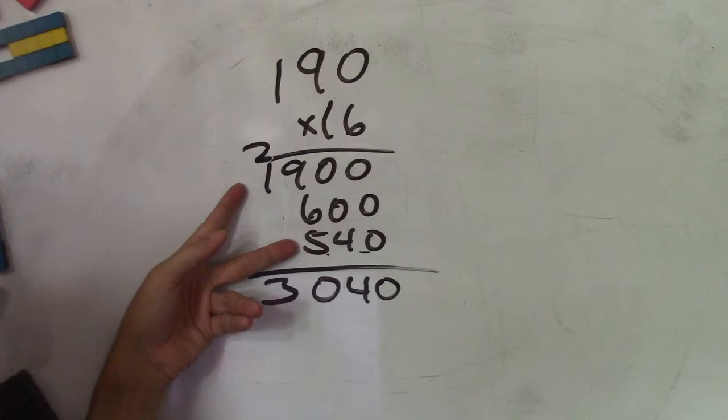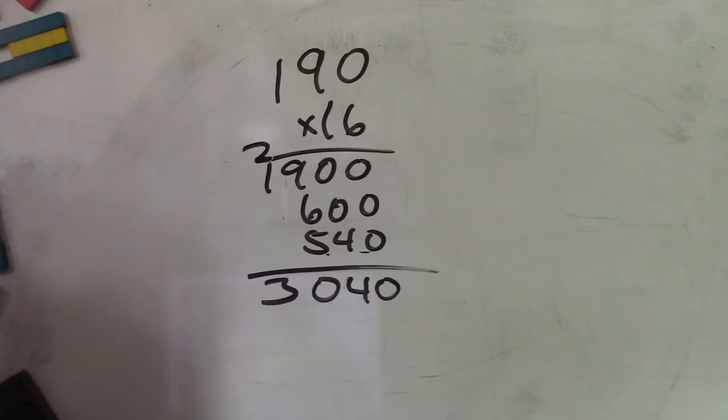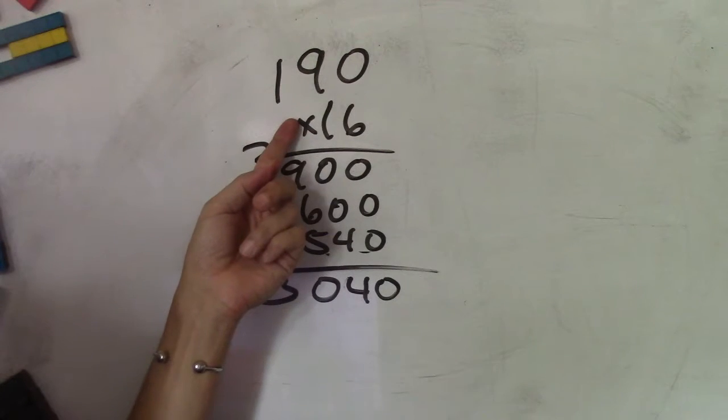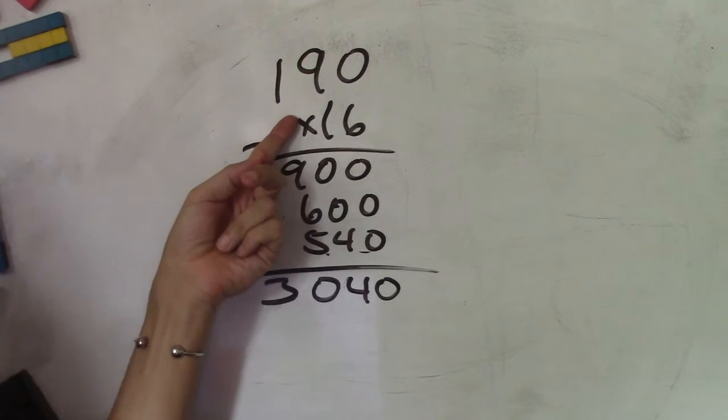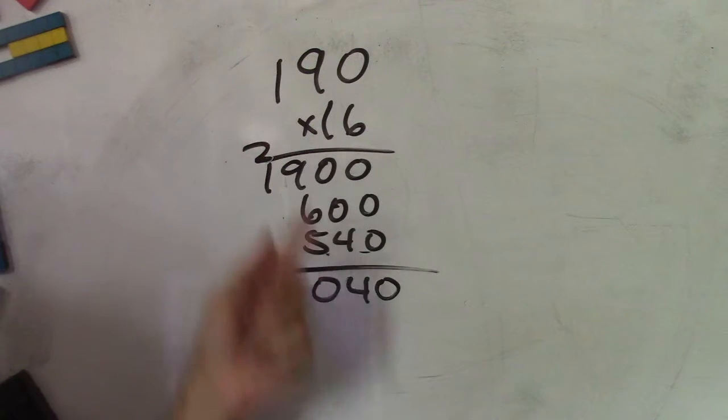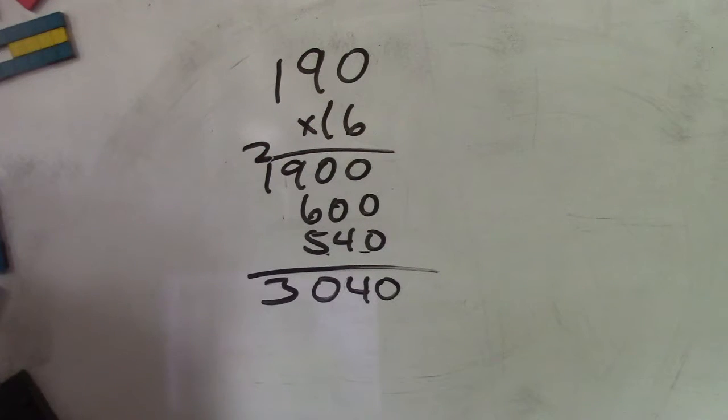Show me your work for a second. Hold it up. Oh, this is 2,500, not 1,500. Where are you getting 2,500? Are you doing 190 times 16? Are we doing the same problem? Show me your work, darn it. Pick up your piece of paper and hold it up to the camera.